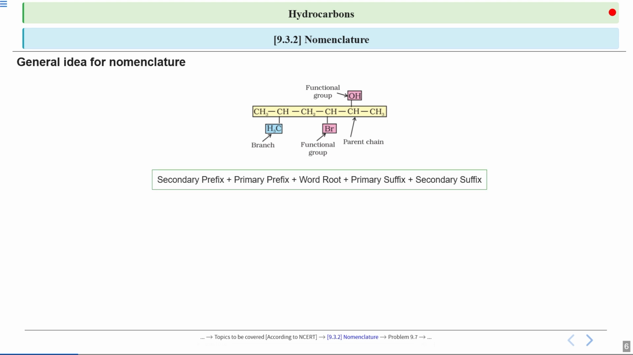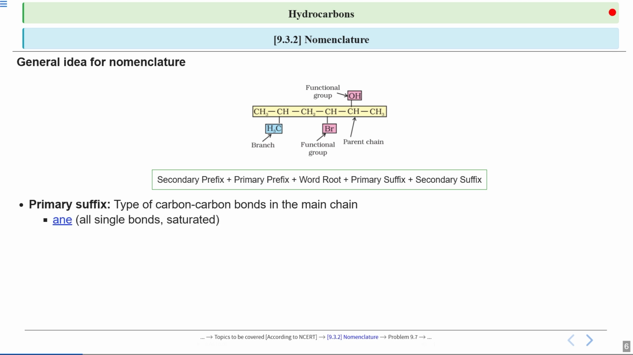So 3 are being considered. So we are left with the primary suffix and secondary suffix. So what is primary suffix? So basically, this primary suffix is used for indicating the type of carbon-carbon bond which is present in your given hydrocarbon. Now, if it is a single bond, if all the bonds are single, then the primary suffix is ane, A-N-E, and it is used for a saturated hydrocarbon mostly.